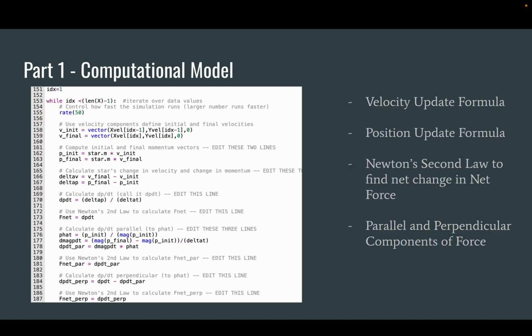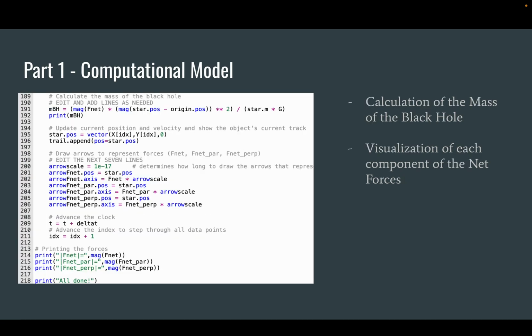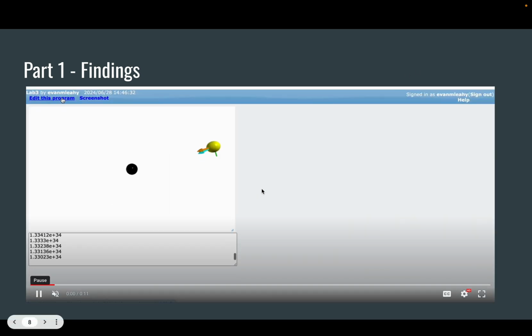Here's the code for one part of the iteration aspect of Model 1. This code performs the velocity and position update formulas and uses Newton's second law to calculate the net force. It also calculates the parallel and perpendicular components. This segment of code calculates the mass of the black hole by rearranging the formula for universal gravitation. So here's what the output of my report looks like.